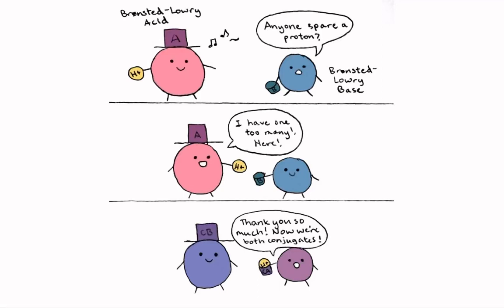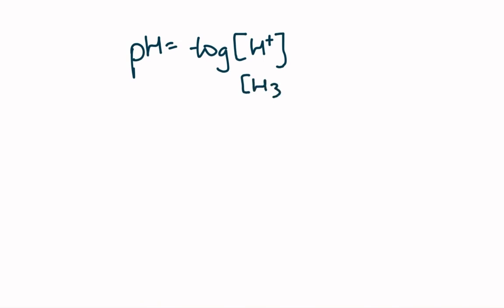Today we're going to go through a crash course of acids and bases. In this video, I'm going to use the Bronsted-Lowry definitions, where the acid donates a proton and the base accepts a proton. The pH is equal to the negative log of the concentration of the hydrogen ion, which is the protons, or it can also be seen as the H3O+ ion concentration, which is hydronium. These two mean the same thing.